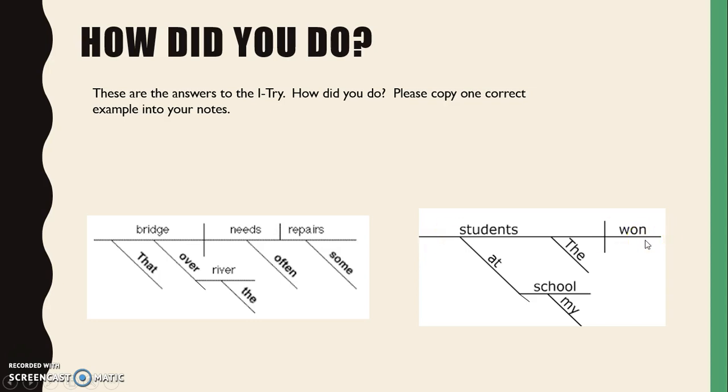Choose one of these two to copy into your notes on the right-hand side of the flap, or on the right-hand side of your adjective phrase. When you're done with that, you can hit play, and we'll talk about adverb phrases, because I know this is really exciting stuff.